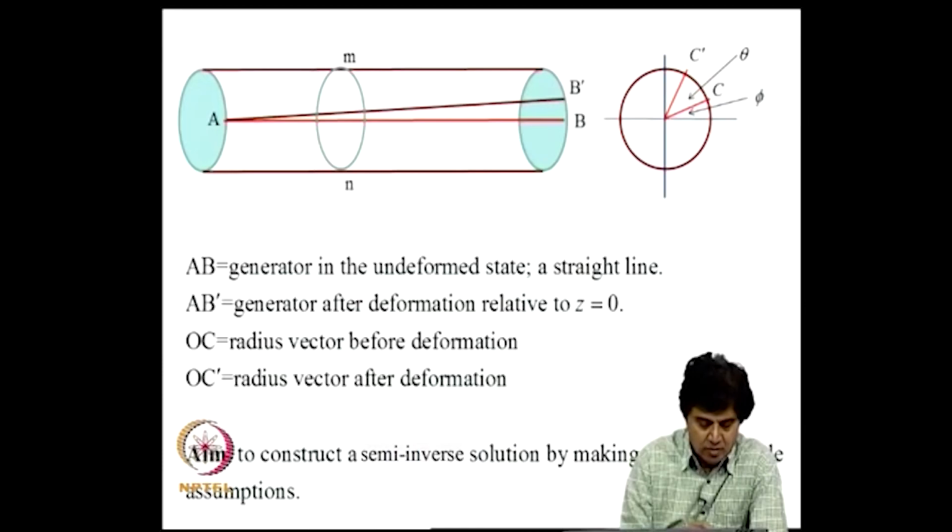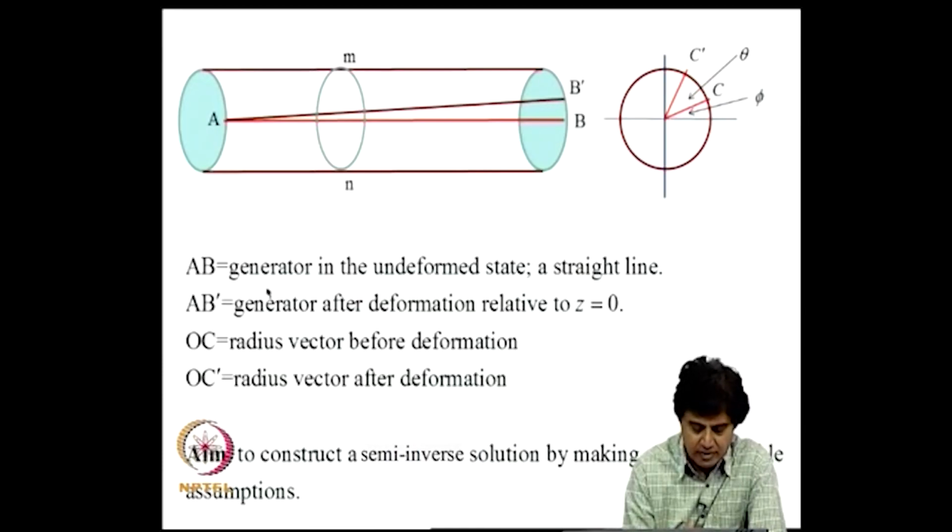Now, AB is a generator in the undeformed state, it is a straight line. So, because of twisting, let point B move to B prime, and we call AB prime the generator after deformation relative to z equal to 0. Similarly, on the side view, this is O, OC is the radius vector before deformation, and on account of rotation C moves to C prime and the radius vector goes to OC prime. OC prime is the radius vector after deformation.